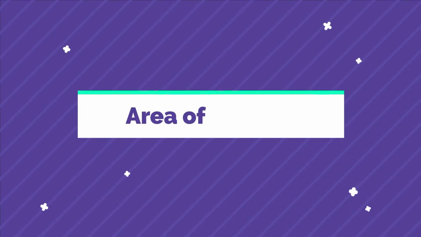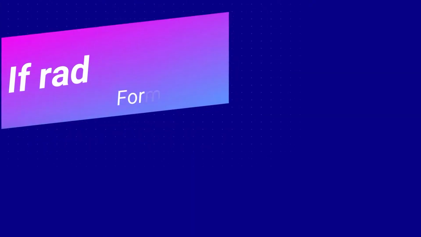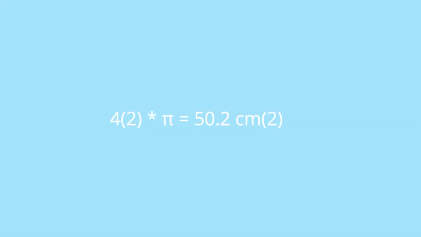Next is the area of a circle. If you want to find the area of a circle, just multiply the value of pi with the square of the radius. For example, if the radius is 4, the square of 4 is 16, and if we multiply it by the value of pi, which is 3.14159, it would give us 50.265 centimeters squared, which is the area of the circle.